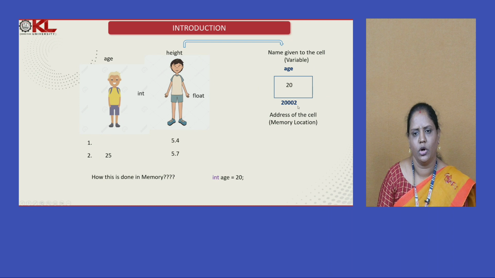For a variable, it occupies some space, and how much space it occupies depends on the data type you are using. For example, for integer it occupies 4 bytes, and this is the address given by the computer to that particular location, and this is the value stored in that variable. Like this we declare the variables in the program: data type, variable name and your value.